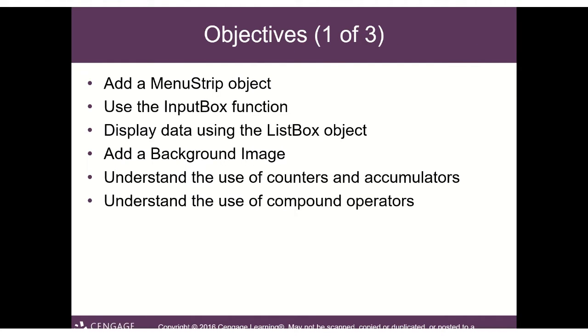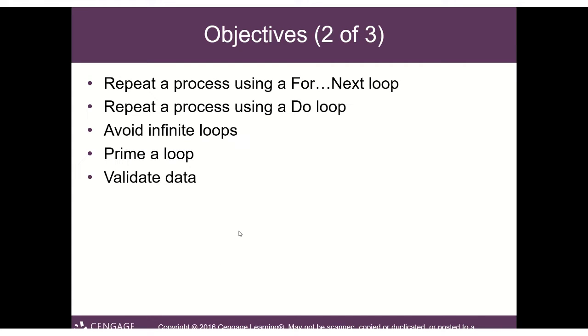So we will be adding a new object here, which is called the menu strip object, and then we will use the input box function. We have already used it last week. We will display data using the list box object. Then we will add a background image, and understand the use of counters and accumulators. We will understand the use of compound operators. So we will repeat a process using a for next loop, and repeat a process using a do loop. Basically, that's what we are going to do.